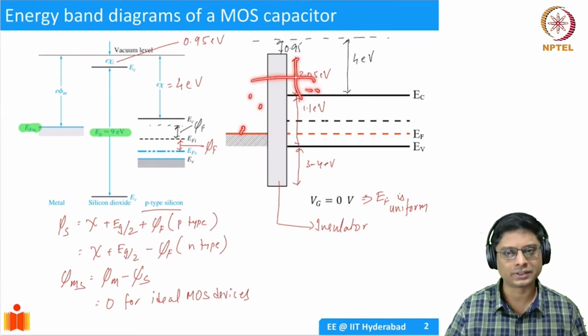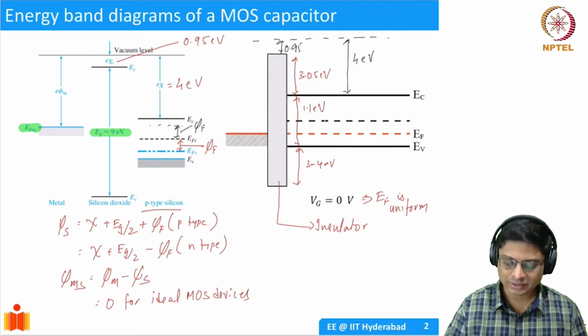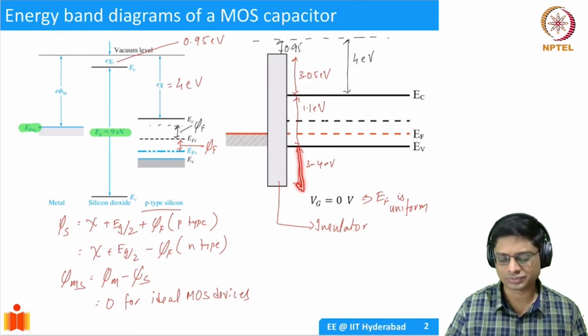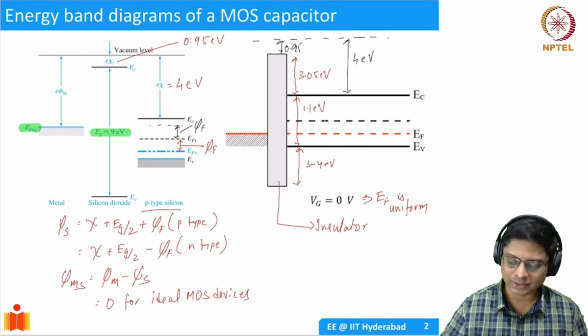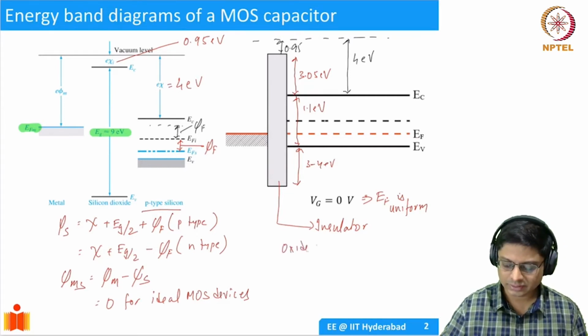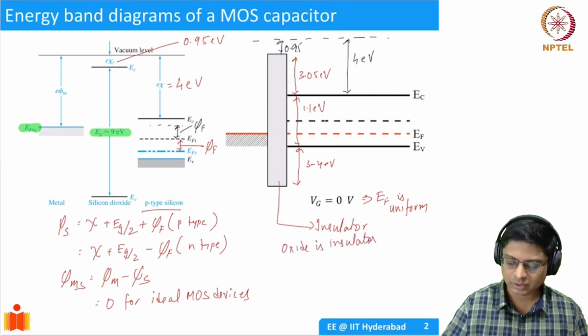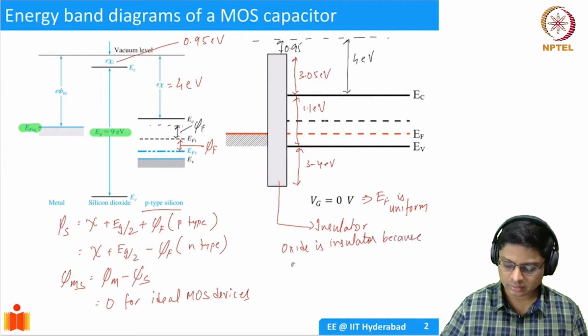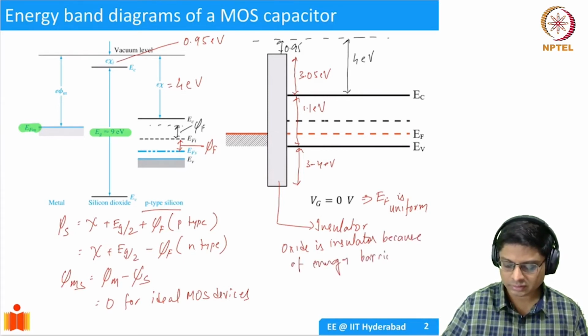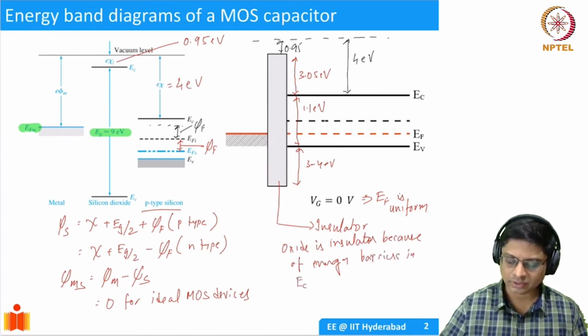Okay, that is why it behaves as an insulator. Similarly, if you have holes in the valence band, they too see a energy barrier of about 3 to 3.5 or so EV, right? So they also cannot go into the metal. Or rather, metal cannot. Electrons cannot come in here. Okay. So because of that, oxide acts as an insulator, right? Because of energy barriers. Oxide is insulator because of energy barriers in EC. For energy barriers, I would say for electrons and holes, okay, to move into metal.